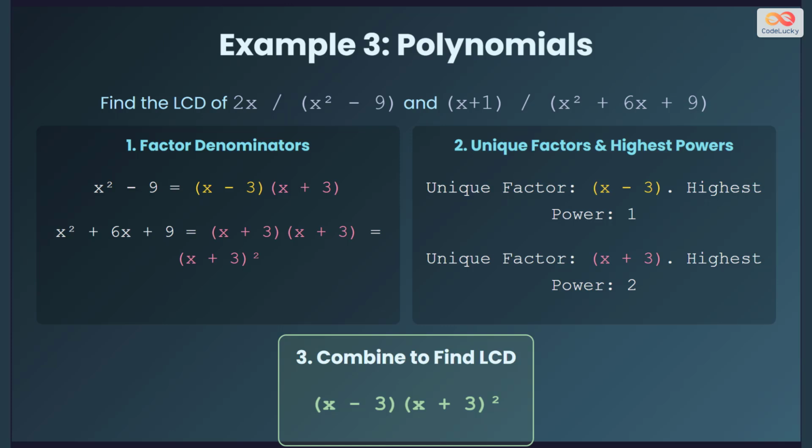Our unique factors are x minus 3 and x plus 3. The highest power of x minus 3 is 1. The highest power of x plus 3 is 2. So the LCD is x minus 3 times x plus 3 squared.